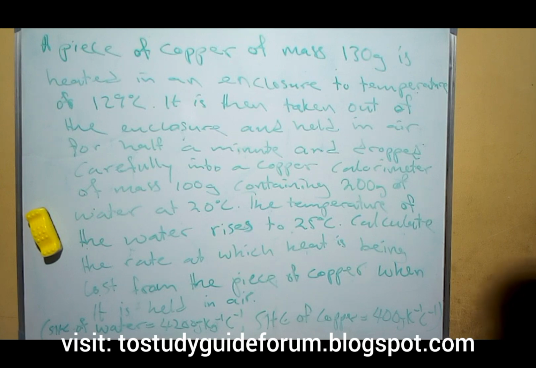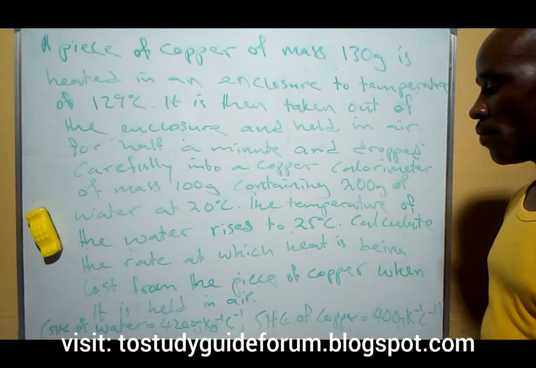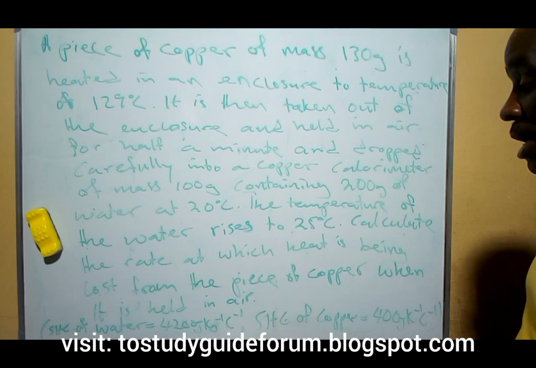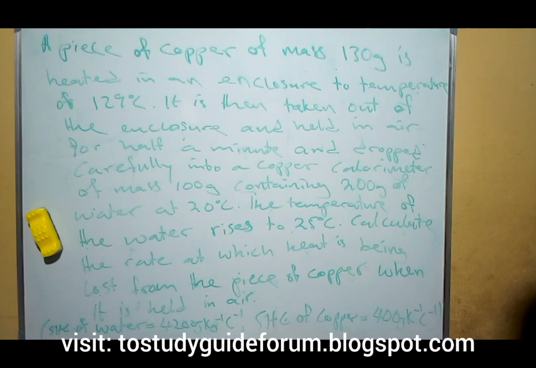And the specific heat capacity of water is 4200 joule per kilogram per Celsius. And the specific heat capacity of copper is 400 joule per kilogram per Celsius.